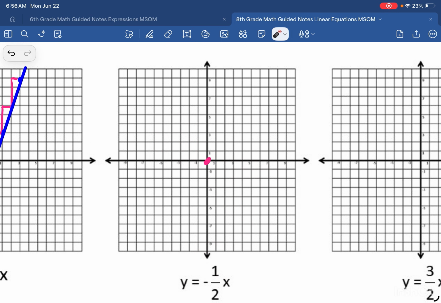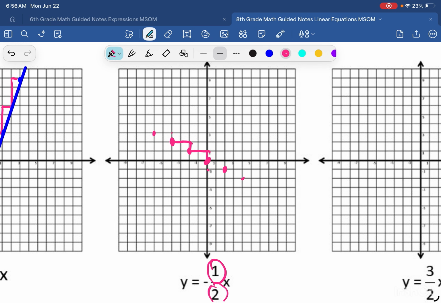is negative 1/2. If I go up 1, I'm going to go to the left 2 because it's going to give me a negative slope. It's going to be going down. If I go up 1 over 2, right? Up 1 over 2. If I go down 1, I'm going to go to the right 2 because that way it's going to give me a negative slope. So down 1 over 2. So I can see my points on the graph, and I'm just going to connect them to make a line.